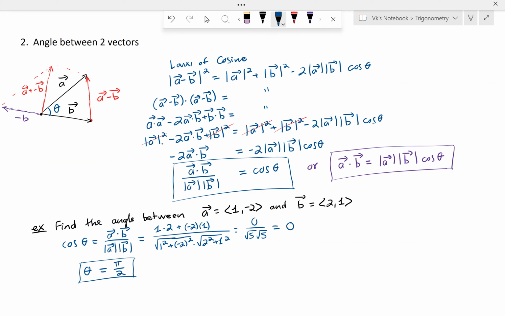Oh, let's sketch them up to see. Here comes the vector (2, 1). Vector (1, -2). Oh, what do we see here? If you look closely, these two vectors form a right angle. That is why the angle between them is pi over 2 or 90 degrees. And we call these two vectors orthogonal.